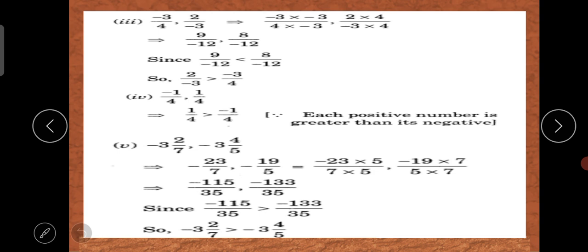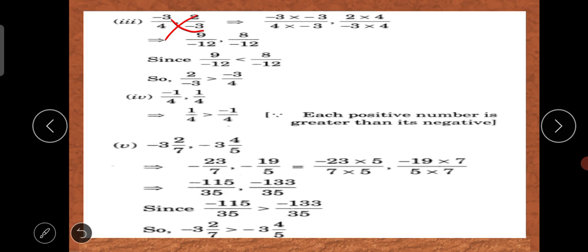Next question, question number 3: minus 3 upon 4 and 2 upon minus 3. Same method we will use here, cross multiplying. So we will get 9 upon minus 12 and 8 upon minus 12. Here the denominators are the same, minus 12.